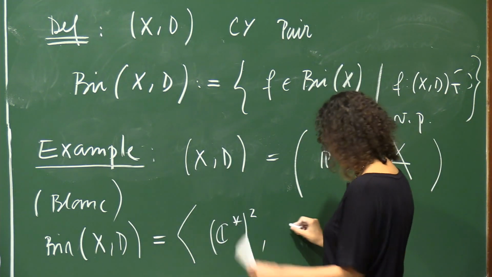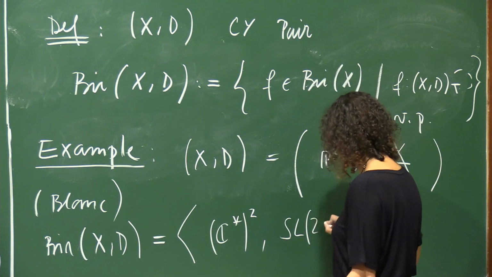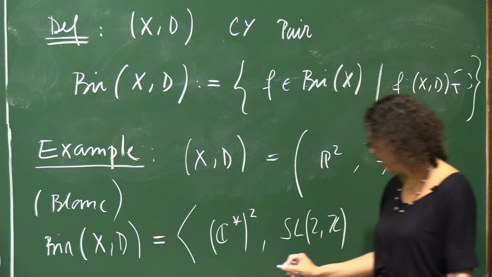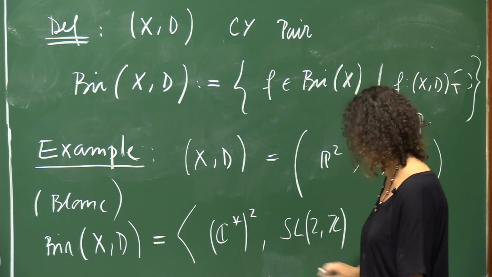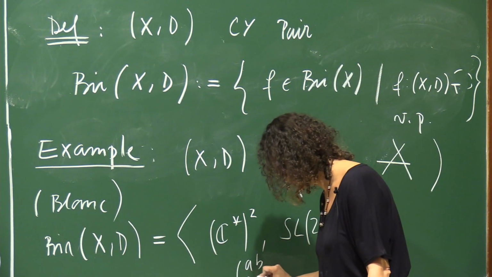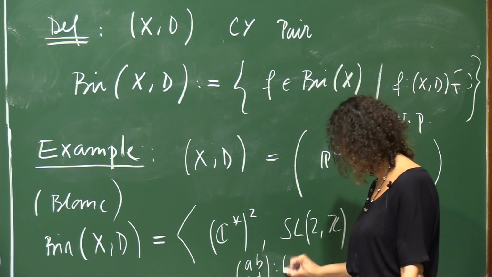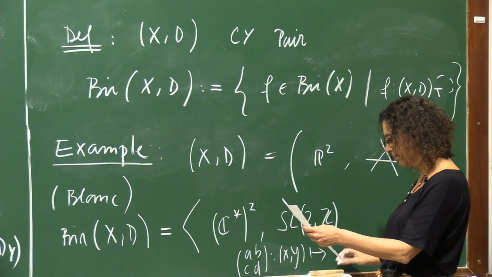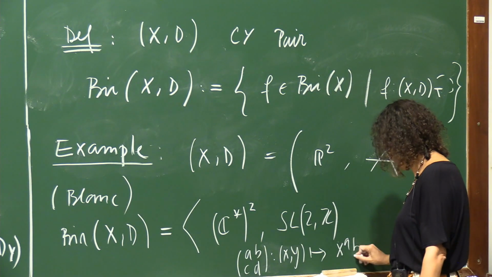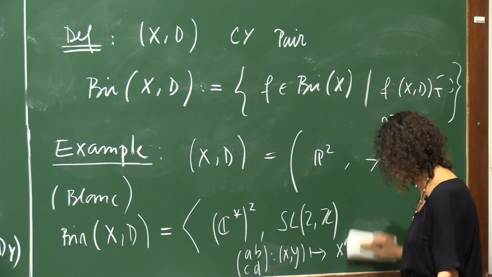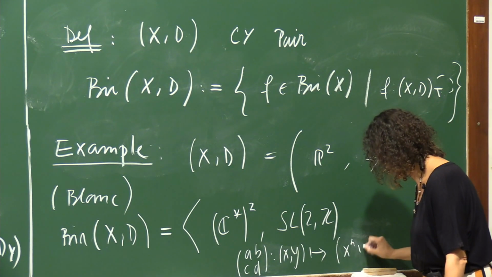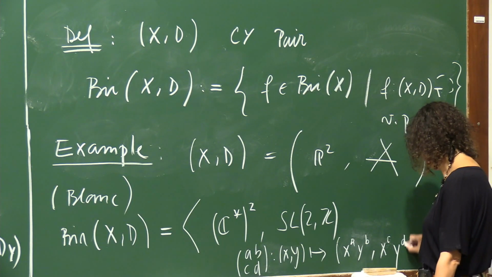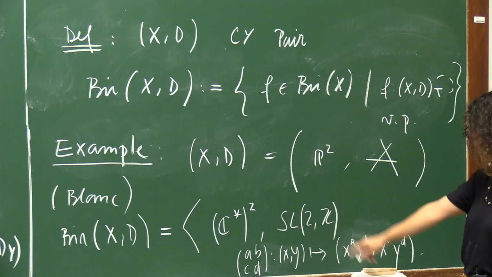You also have an action of SL_2(Z), acting by monomial transformations. So if I have a matrix (A, B, C, D) with integer coefficients, it will send a point, in affine coordinates (x, y), to (x^A y^B, x^C y^D). So this is the SL_2 action.